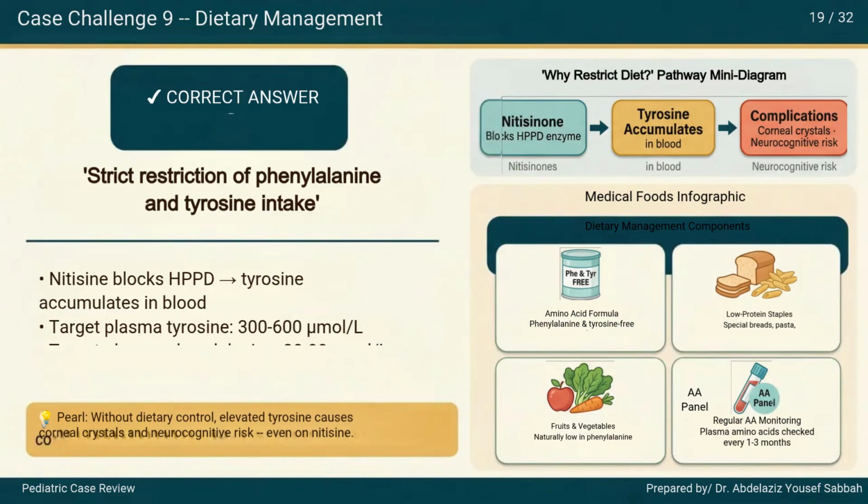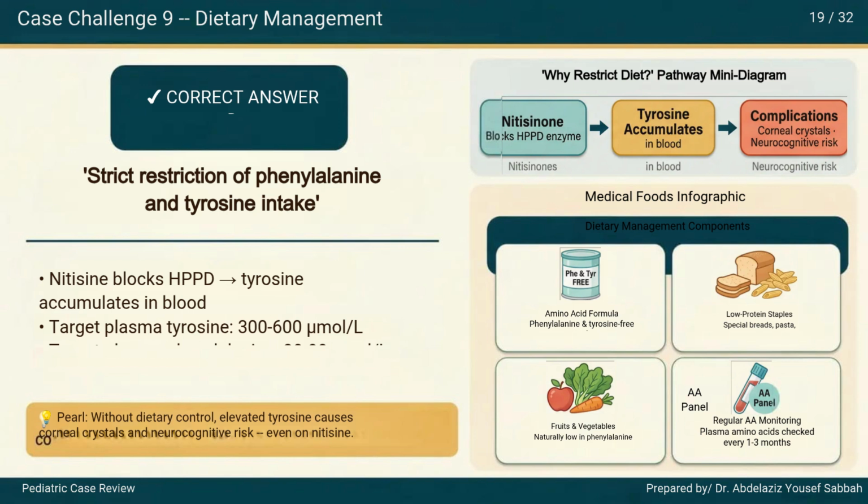The correct answer is option D, strict restriction of phenylalanine and tyrosine. This is essential because nitisinone blocks 4-hydroxyphenylpyruvate dioxygenase, which means tyrosine cannot be broken down and accumulates in the blood. Without dietary control, elevated tyrosine causes corneal crystal deposits and carries neurocognitive risk even while the patient is on nitisinone. The target plasma tyrosine level is 300 to 600 micromoles per liter. The target plasma phenylalanine level is 20 to 80 micromoles per liter.